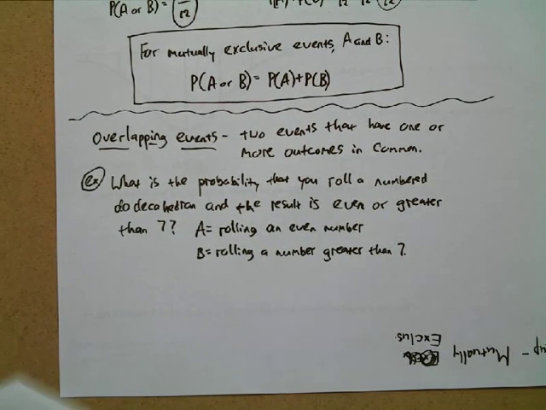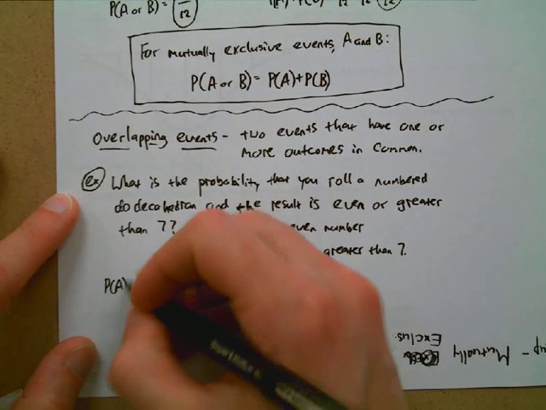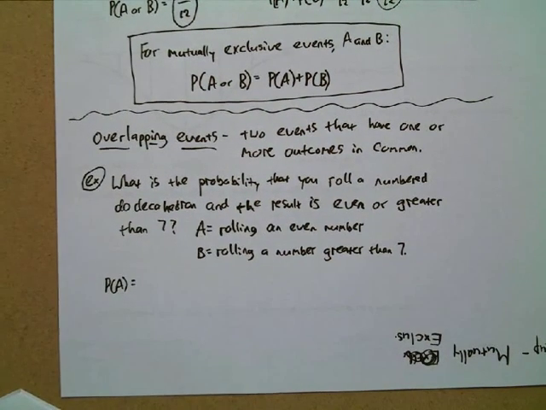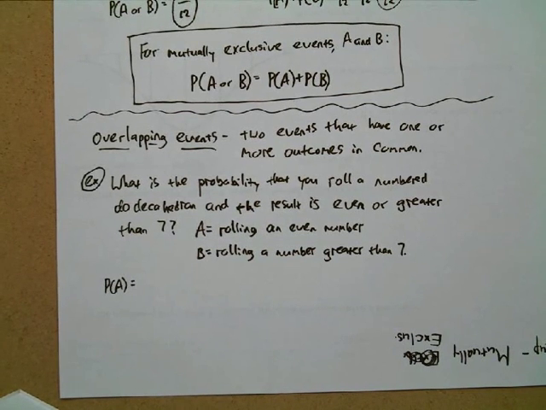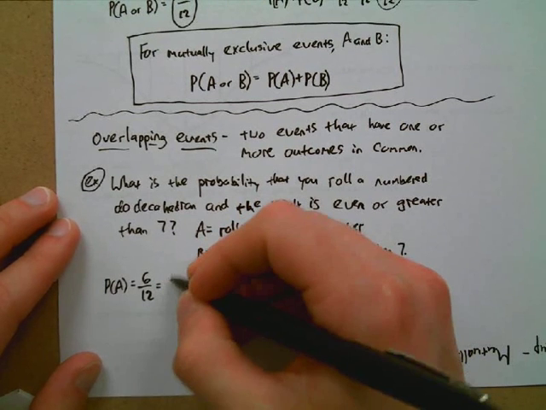Okay, so let's talk about the probability of A. What's the probability of rolling an even number on that 12-sided die, if it's numbered 1 through 12? 6 out of 12 again. Yep, same thing, because that event didn't change, right? So it's 6 out of 12 or 1/2 if you want to simplify there.